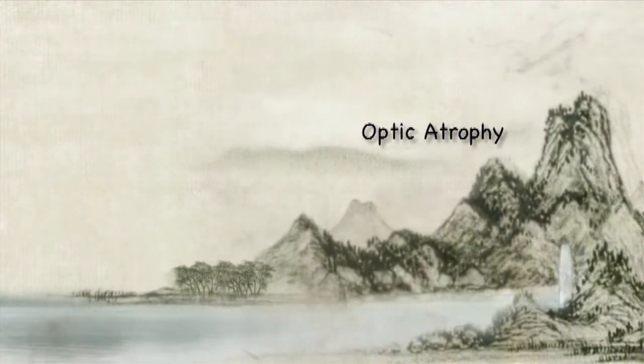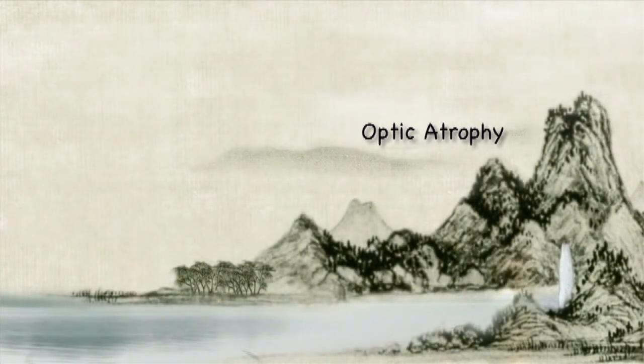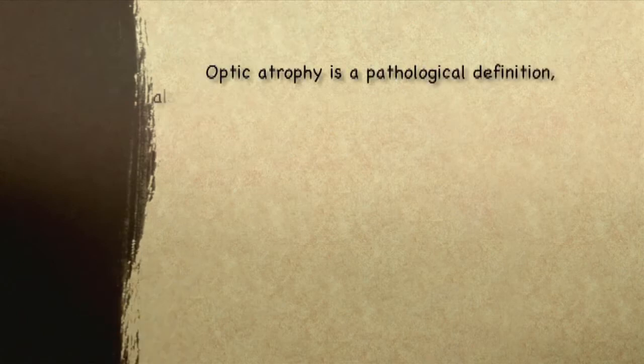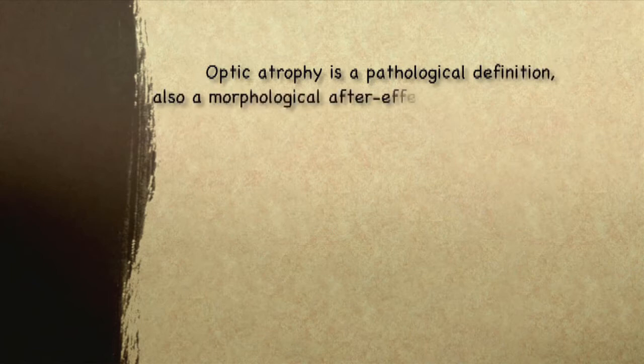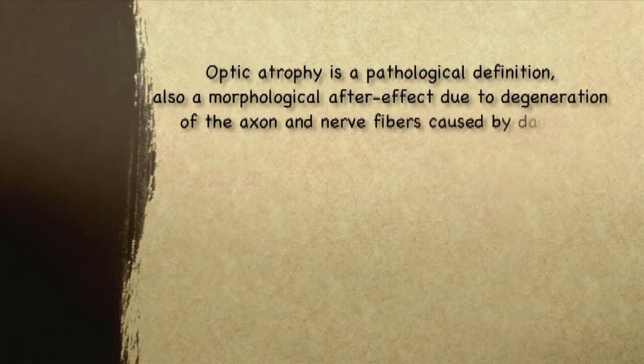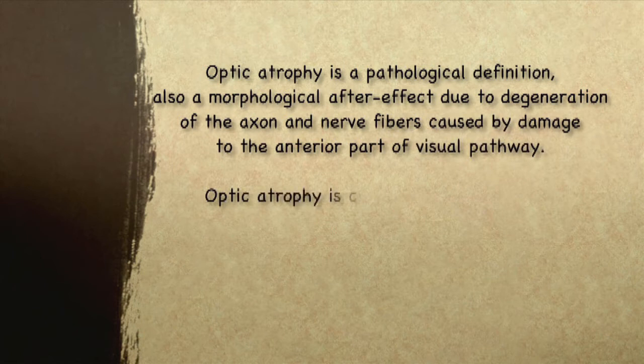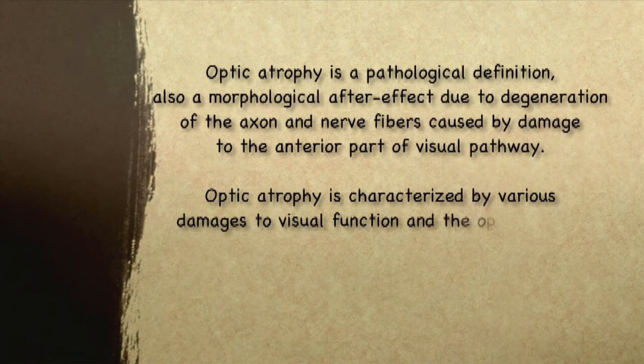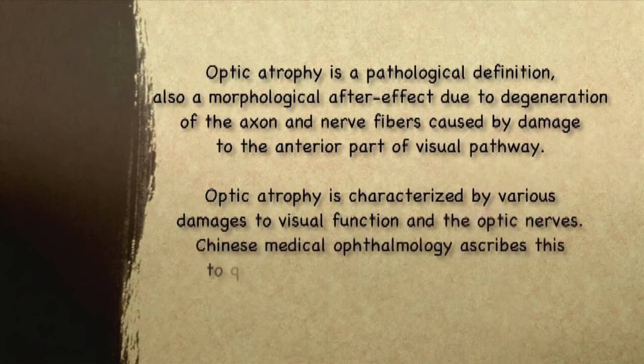Optic atrophy. Optic atrophy is a pathological definition and also a morphological aftereffect due to degeneration of the axon and nerve fibers caused by damage to the anterior part of the visual pathway. Optic atrophy is characterized by various damages to the visual function and optic nerves. Chinese medical ophthalmology ascribes this to qingmang, literally bluish blindness.